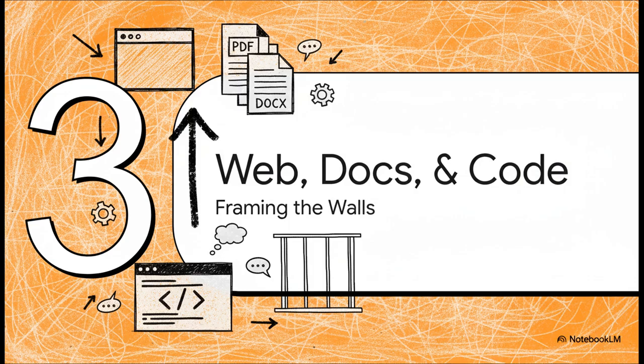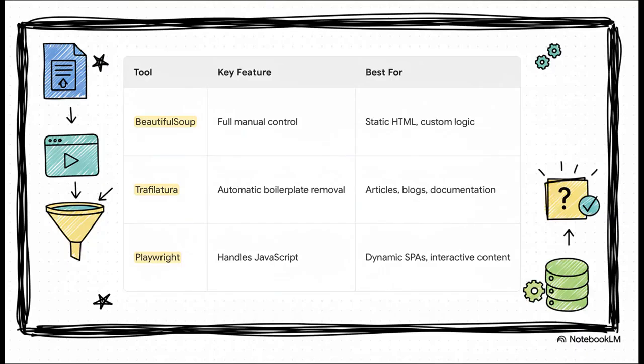Now, for Section 3, let's start framing the walls by looking at other common data sources: web pages, Microsoft Word documents, and even source code. Believe me, each one has its own unique quirks. When you're pulling content from the web, you've basically got three main strategies.